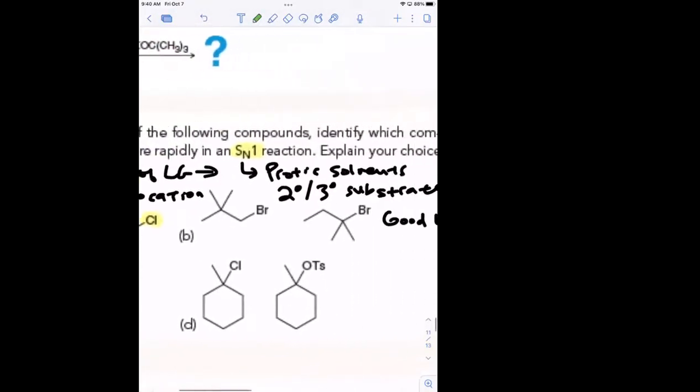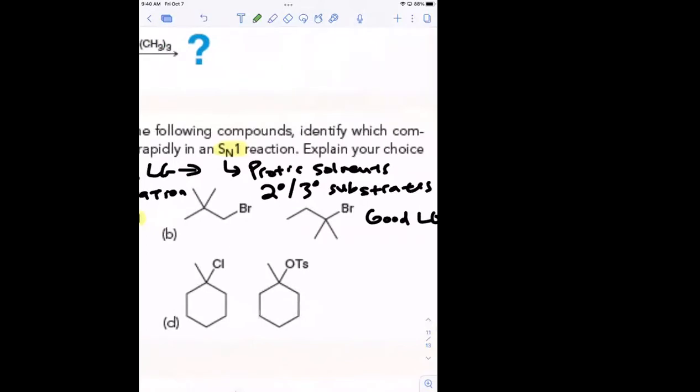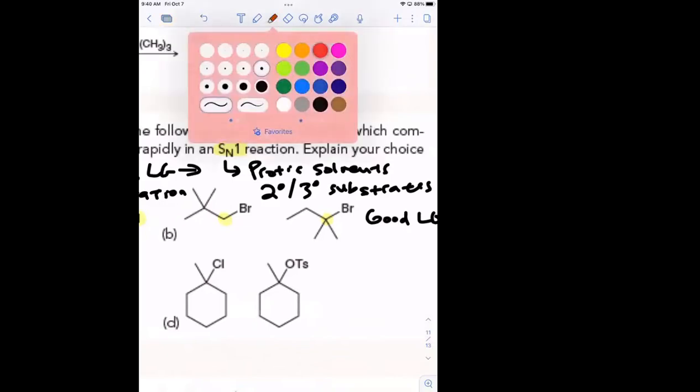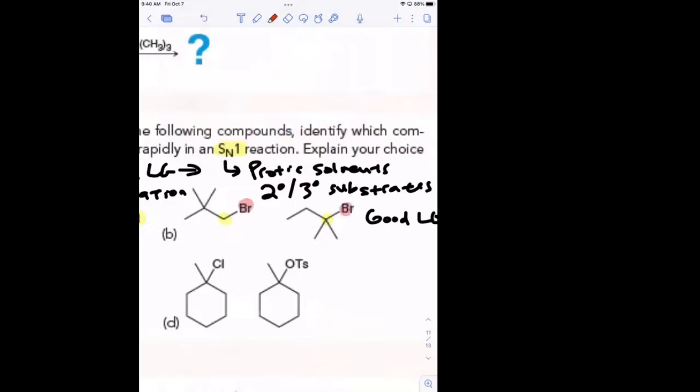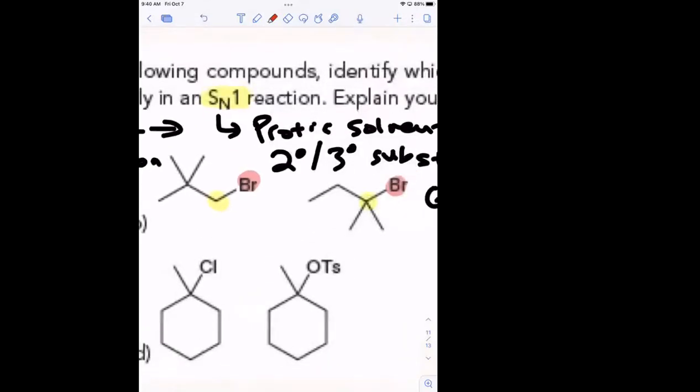Let's look at B. It's the same type of problem. This is the carbon where my leaving group is. When that leaving group leaves and that carbon becomes positive, the question is which one of those is going to be a more stable carbocation? Because the leaving group is the same in both cases, there's no advantage to the leaving group. What do you think? Is this primary, secondary, or tertiary right here?